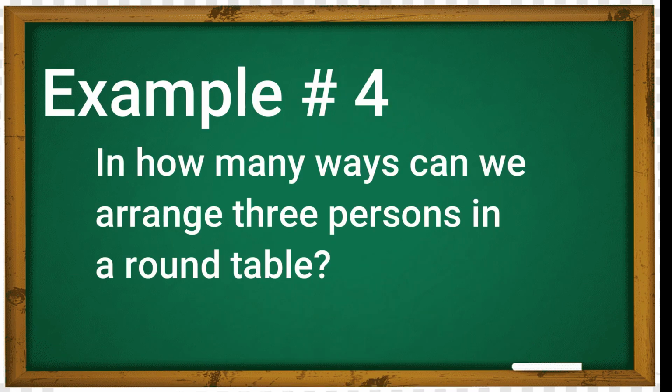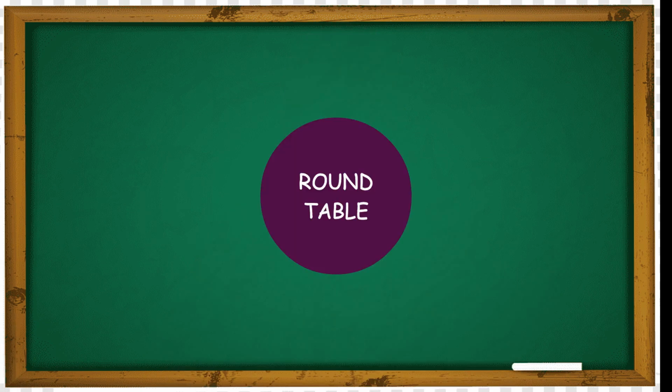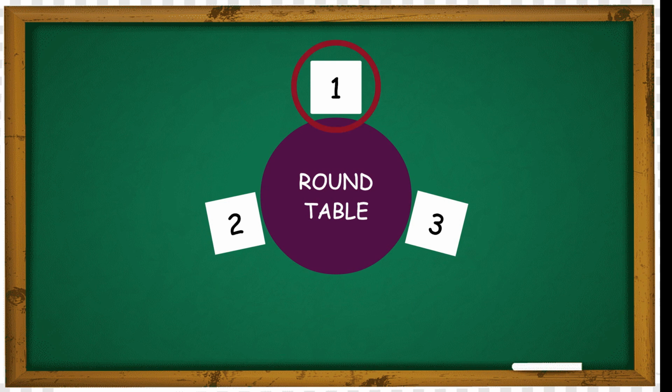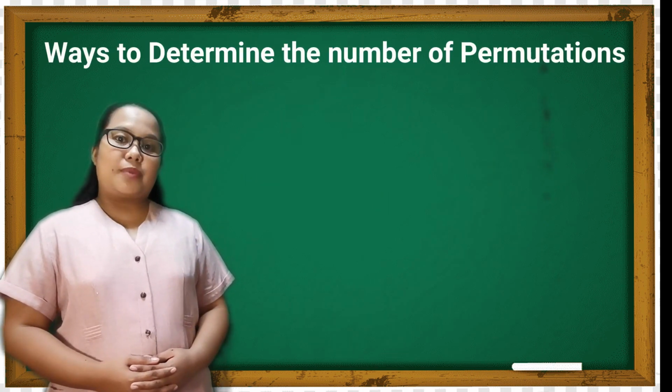In how many ways can we arrange 3 persons in a round table? This is an example of a circular permutation. Notice that in this problem, the elements are arranged in a circular way. Let us answer the problem. Take note that there are 3 seats around the table. Let us assign one of the persons to a fixed seat and determine the number of ways that the other 2 persons can be arranged. In this way, we could avoid counting again an arrangement that resulted from a mere rotation. So, we have 1, 2. There are 2 permutations.